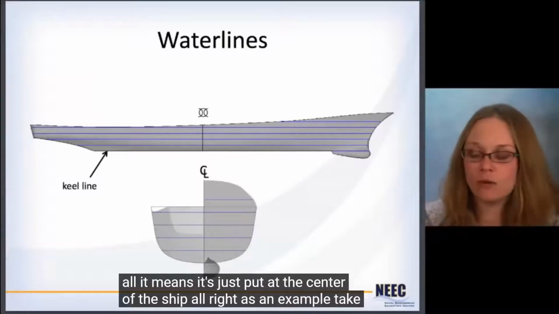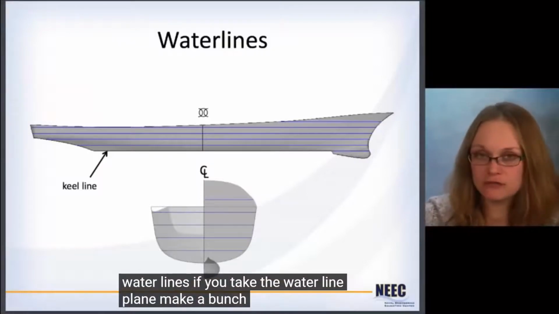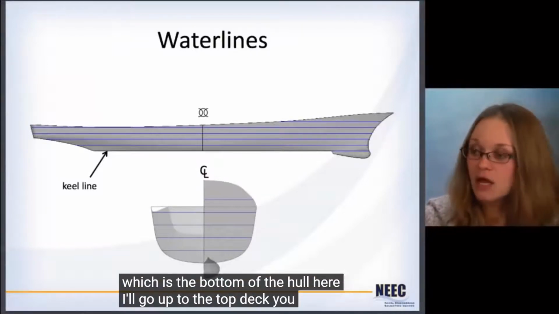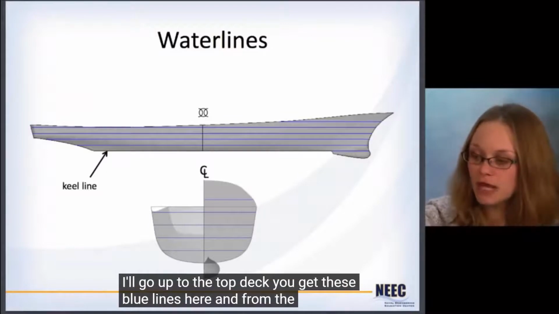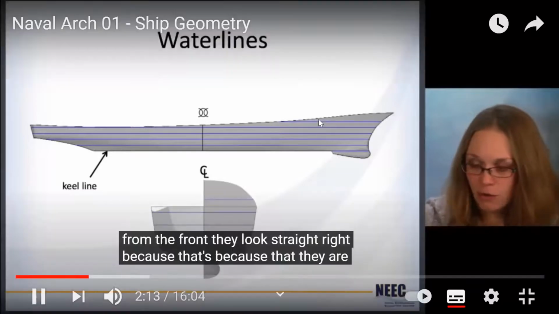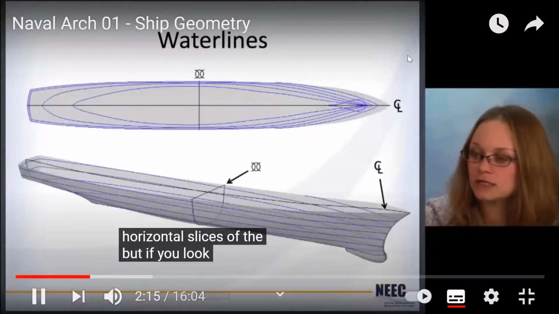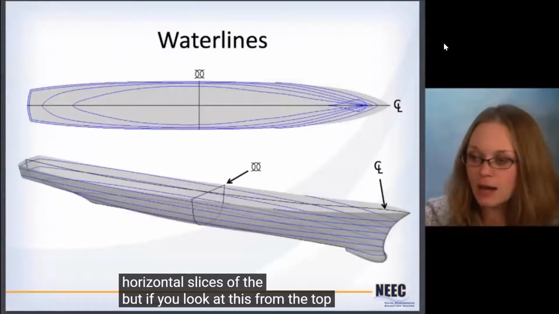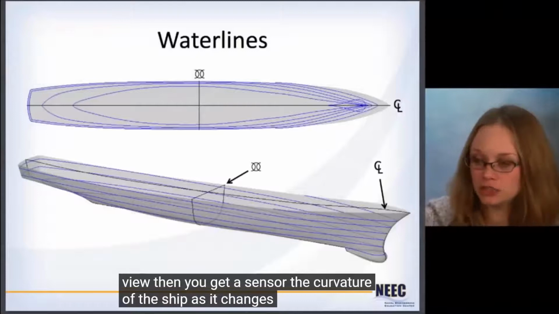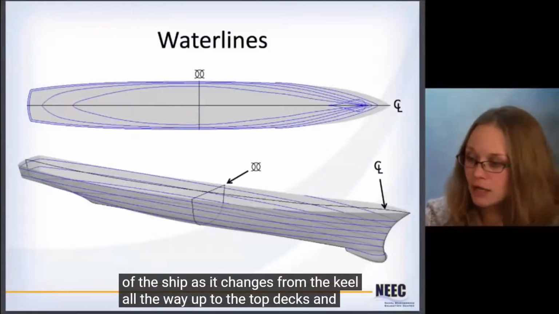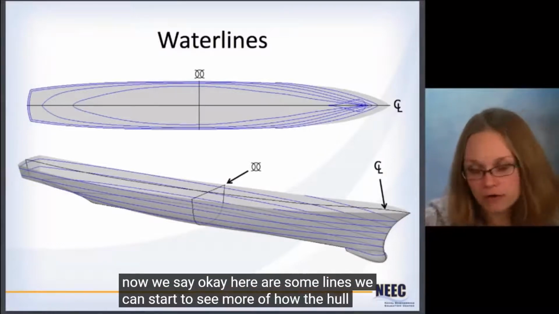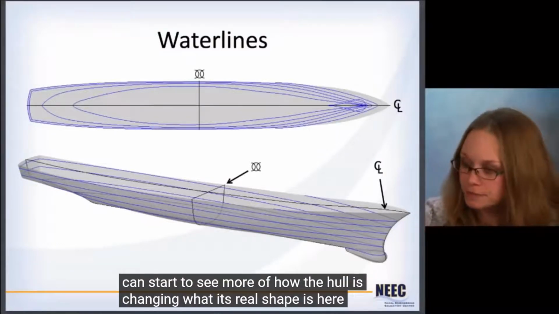As an example, take waterlines. If you were to take the waterline plane, make a bunch of different copies of it, and run it from the keel line, which is the bottom of the hull here, all the way up to the top deck, you get these blue lines here. From the side and from the front, they look straight, right? Because they are horizontal slices of the hull. But if you look at this from the top or from this oblique view, then you get a sense for the curvature of the ship as it changes from the keel all the way up to the top decks. We can start to see more of how the hull is changing, what its real shape is.